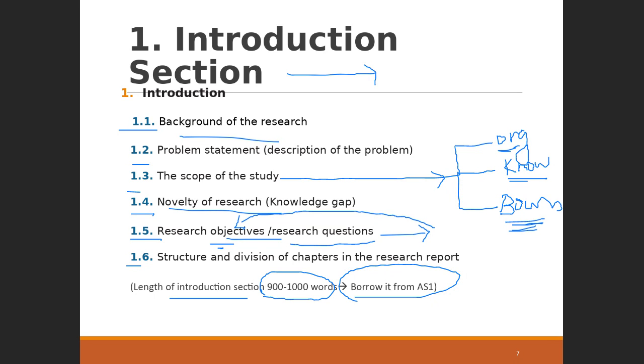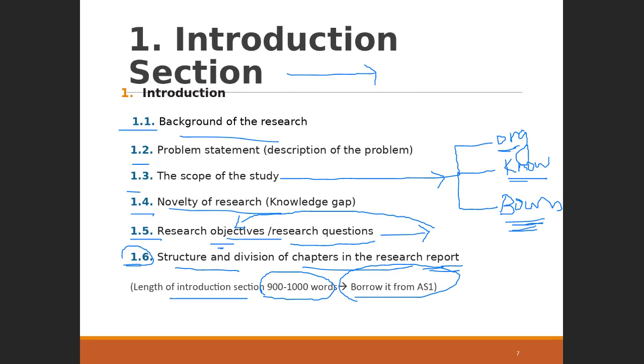The last part of your introduction section discusses the structure and division of chapters in the research report. So in the last part of your introduction section, you will just tell your readers what the structure of your research report is, how many chapters you have in your research report, and what is discussed in each chapter. For instance, you will discuss that in the introduction section we have set the context of the study. We have discussed the background of the study. In the literature review, we have discussed this section.